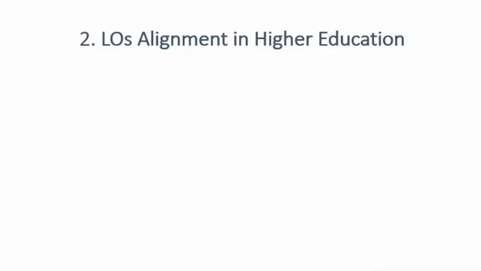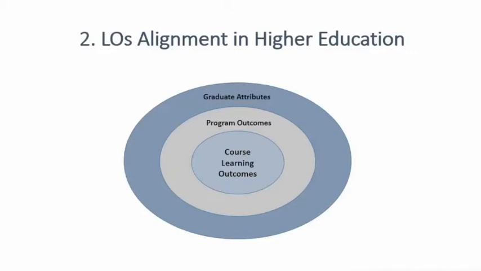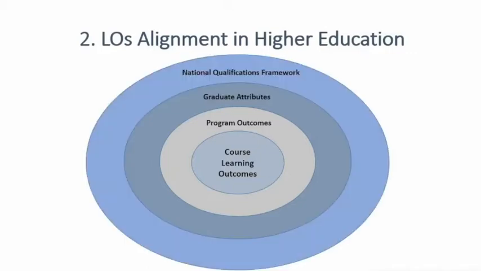As a common practice, the procedures of designing learning outcomes alignment are classified into 4 main levels: course learning outcomes, program learning outcomes, university graduate attributes, and the National Qualification Framework. In other words, these 4 main levels of learning outcomes need to be coherent, consistent, and precise.